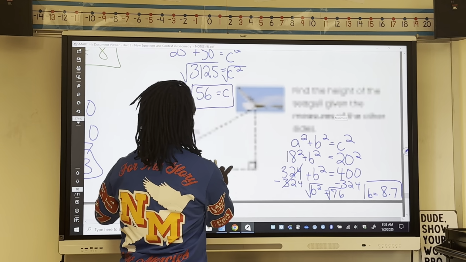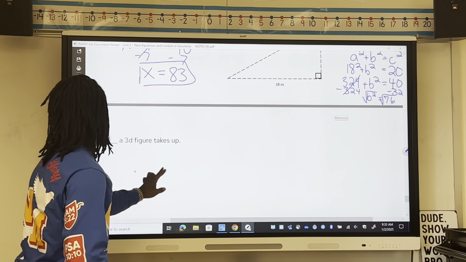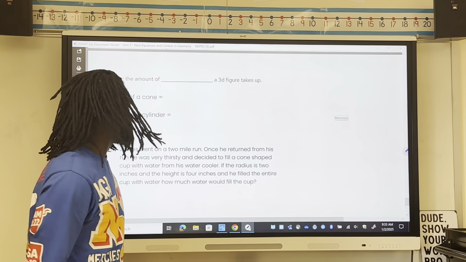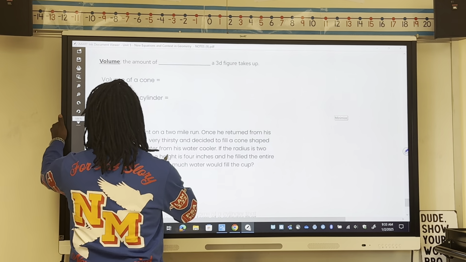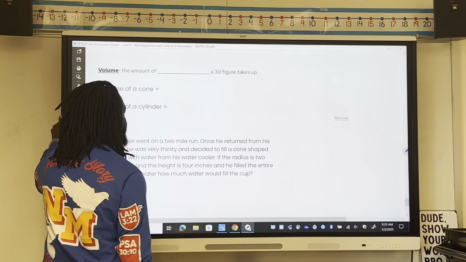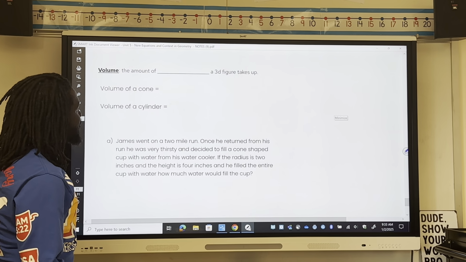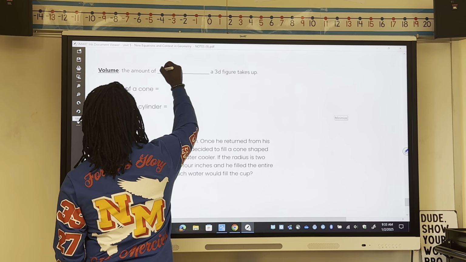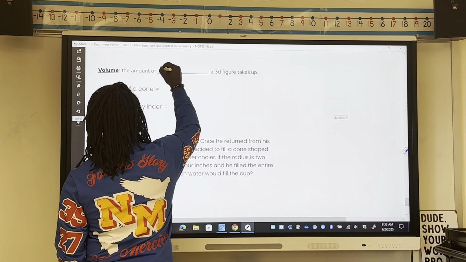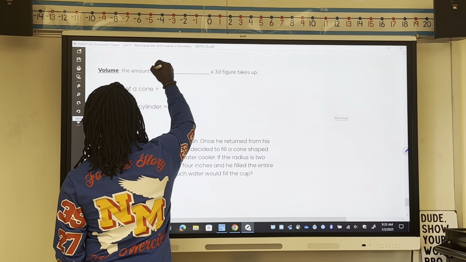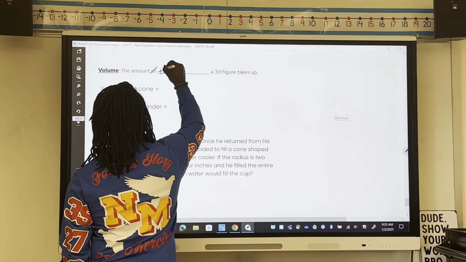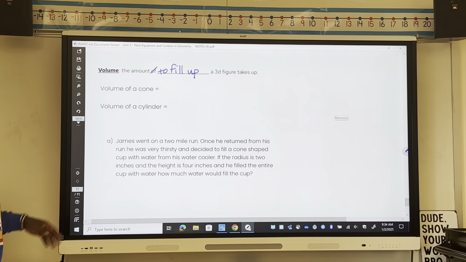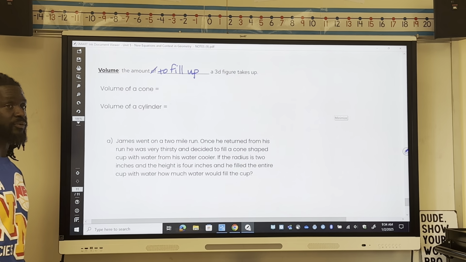All right. Hey friends, we are almost done. And then in this last section, we are looking at volume. Okay, so the volume is the amount it takes to fill up a three-dimensional figure. The amount that it takes to fill up a three-dimensional figure.